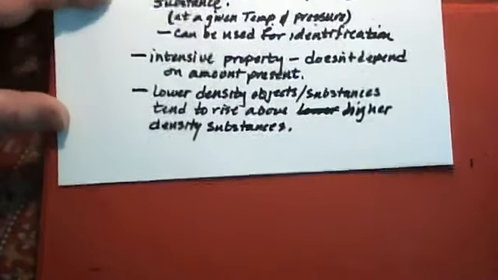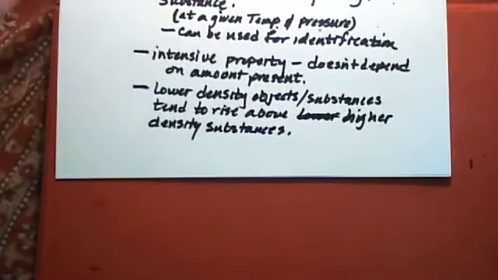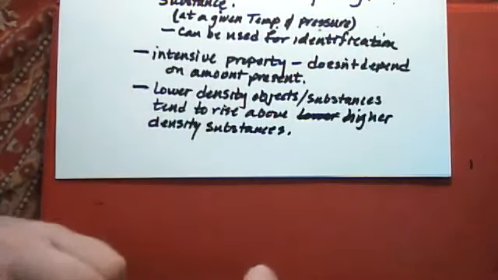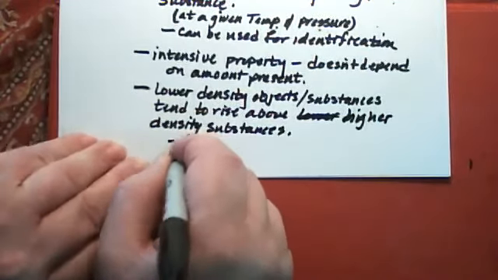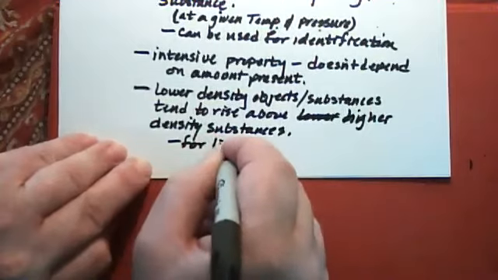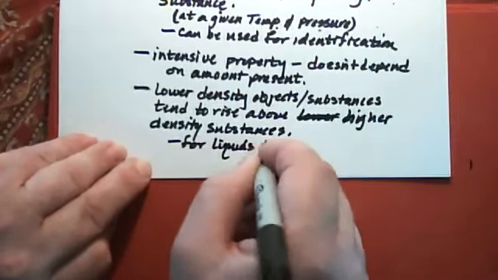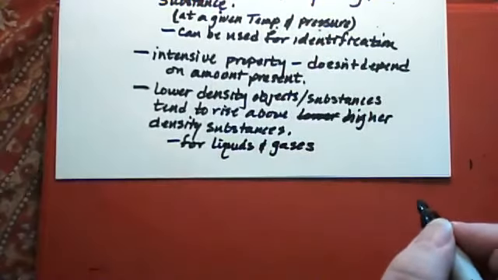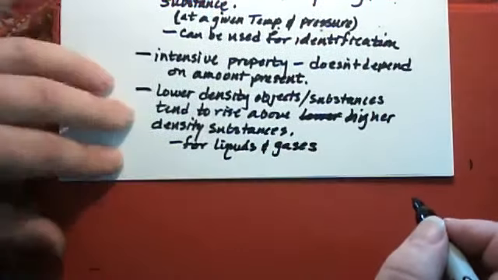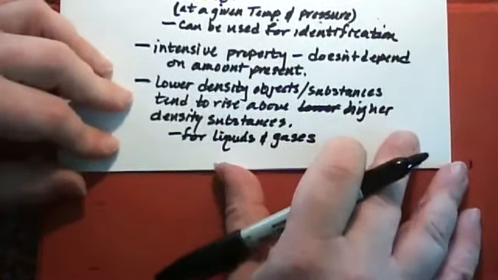Okay, and what I'm getting at here is that when you have objects together, lower density objects tend to rise above higher density objects or substances, at least for liquids and gases. It can happen in solids too, but it tends to happen very gradually.